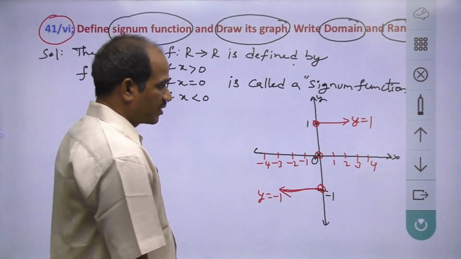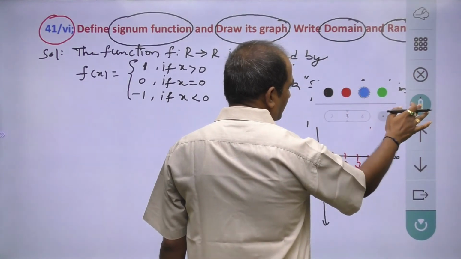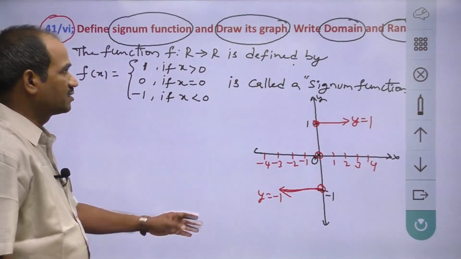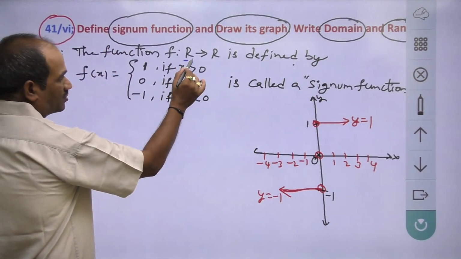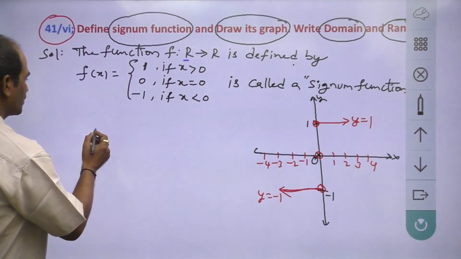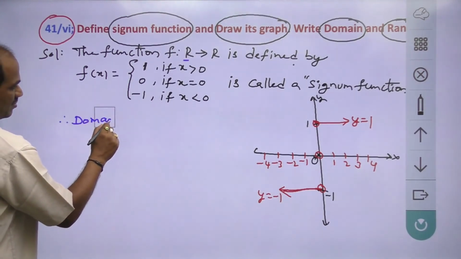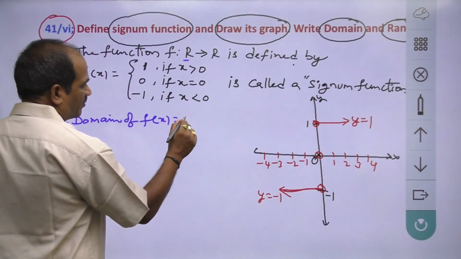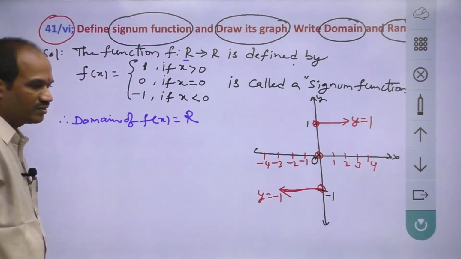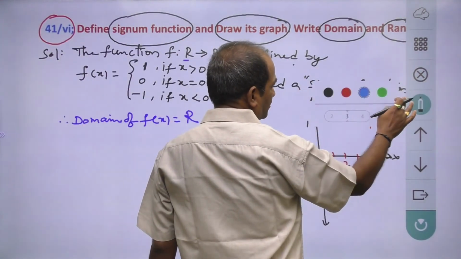Next, domain and range. The domain is R. Therefore the domain of f of x is equal to R. Next, the range.